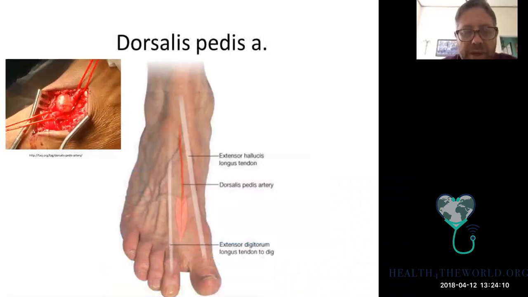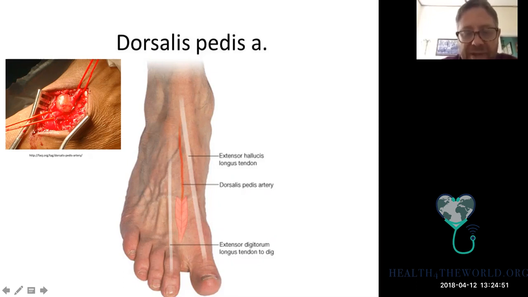All right, so we mentioned a little bit about the dorsalis pedis, which is a continuation of the anterior tibial artery. Here it is right here. This is just a dorsalis pedis aneurysm. Here is the aneurysm. Here are the loops around the dorsalis pedis artery, the anterior tibial artery as well. And it's very easily palpated in most patients between the extensor hallucis longus tendon and the extensor digitorum longus tendon. And you can just palpate it right there. So it's a prominent artery on the dorsum of the foot.